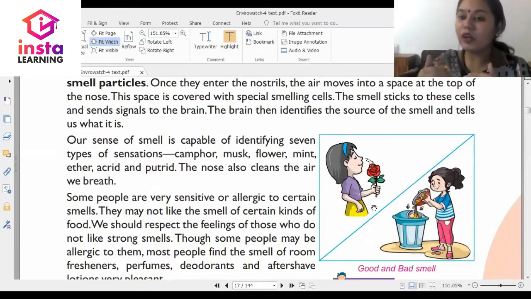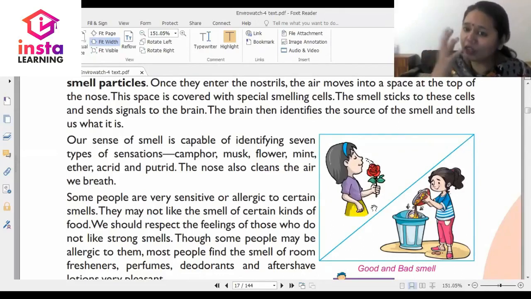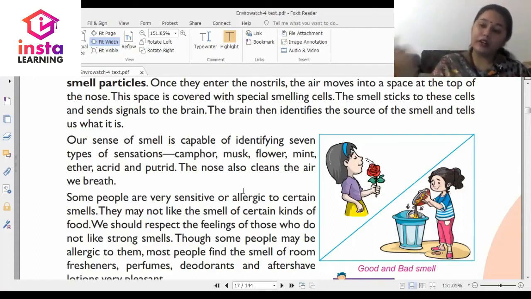Sometimes you will see a person has put on a perfume or a deodorant and you suddenly start sneezing. That means your nose has not really accepted that smell. So I would not say I'm allergic, but I'm sensitive to black pepper. And when someone is allergic, that smell will show some reaction which will harm the person.